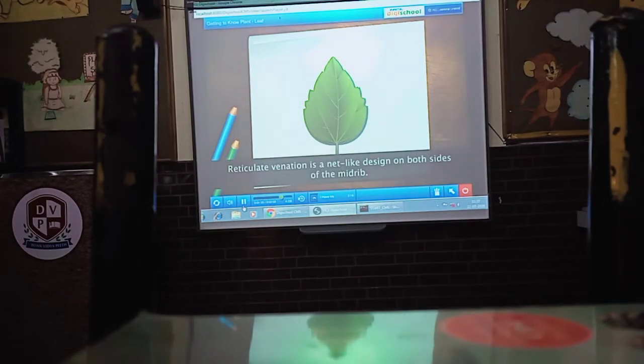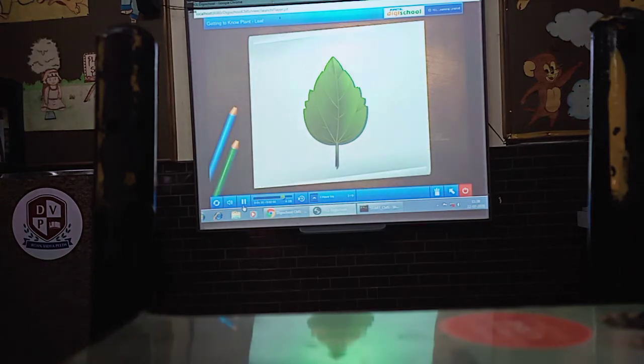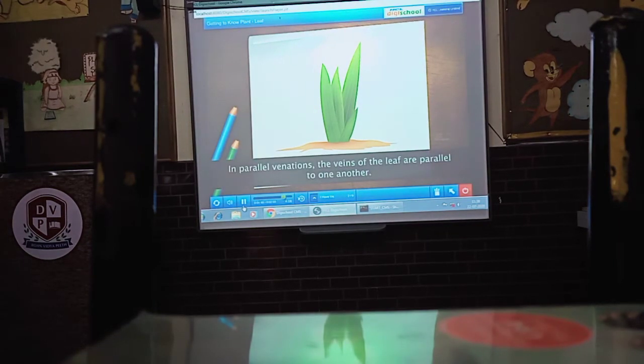If this design is net-like on both sides of midrib, the venation is reticulate. In the leaves of plants such as grass and iris, the veins are parallel to one another. This is called parallel venation.